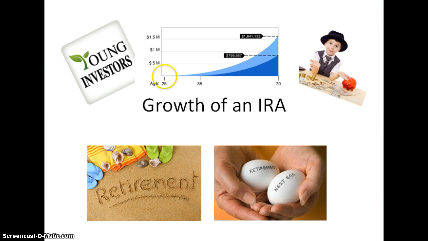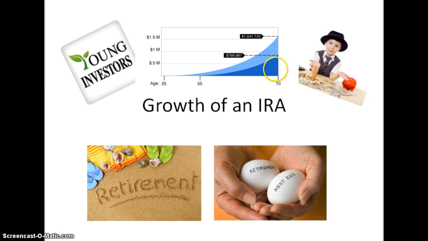One person started saving for retirement at age 25, and you see that the growth in this graph is really, really tiny. So they're not saving a ton at that age, but they are saving something. The other person started at age 35, and again, saving a little more, grows definitely faster.